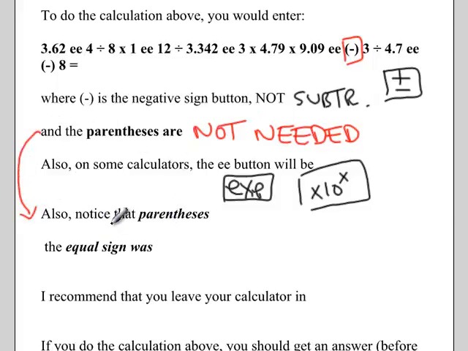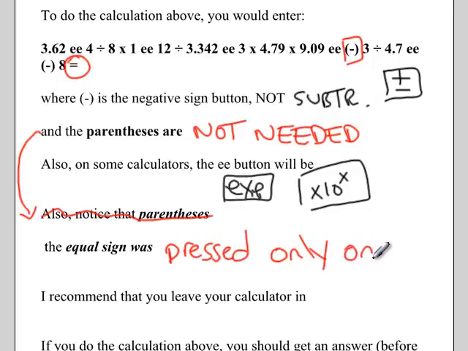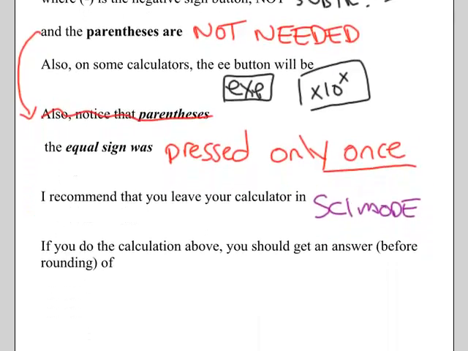Emphasizing this point twice for some reason, but parentheses are not needed. And notice the equal sign here was pressed only one time. You should be able to do a calculation like this and just hit the equal sign once to get the answer. If you leave your calculator in scientific mode, then you won't have to do the extra step of turning your answer into scientific notation.